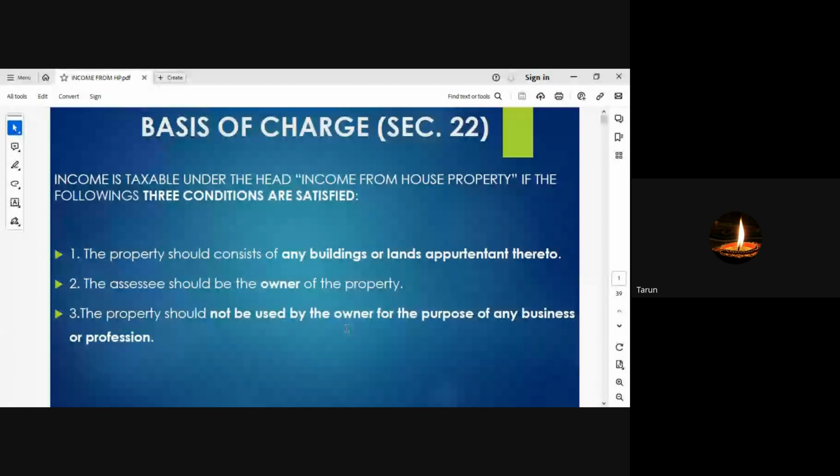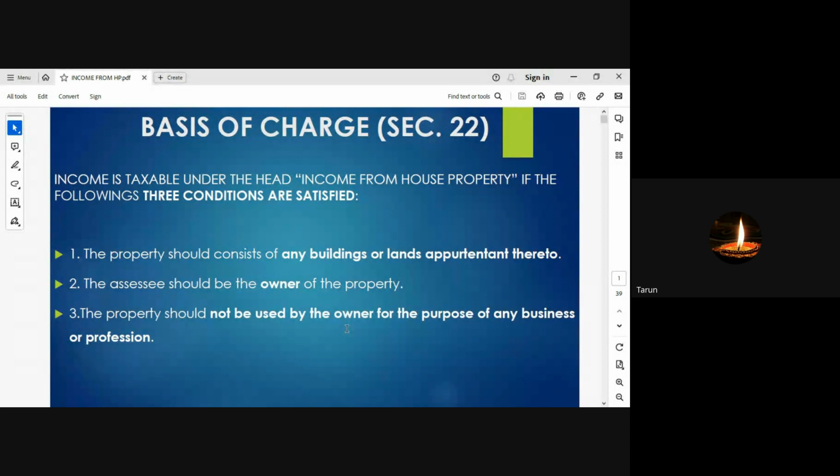The income is taxable under the head income from house property if three conditions are satisfied. These are the three conditions. If these three conditions are satisfied, such income is taxable under the head income from house property. The first point is the property should consist of any building and the land appurtenant thereto. Any income from a building, whether used for residential or commercial purposes, is taxable.